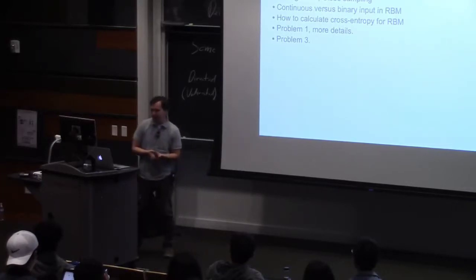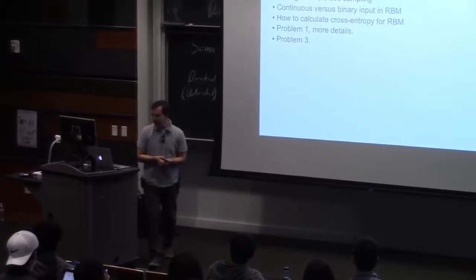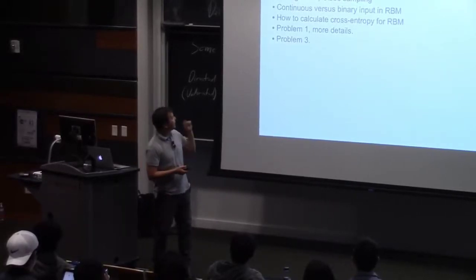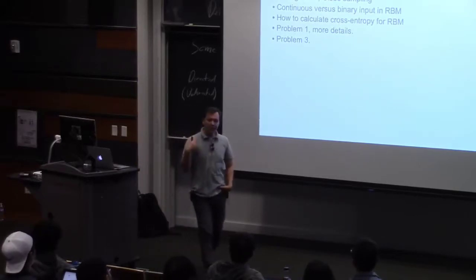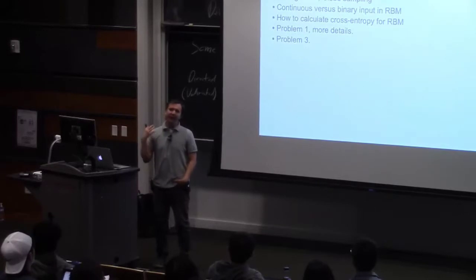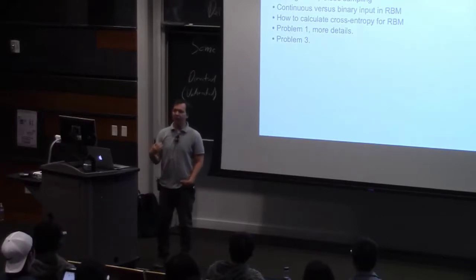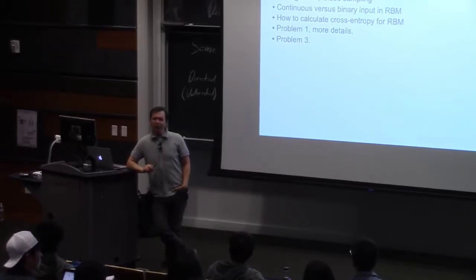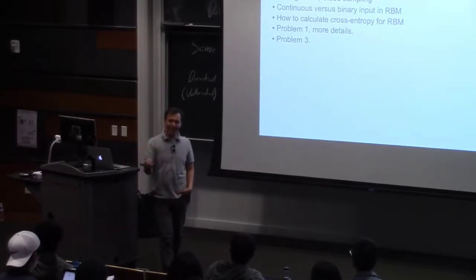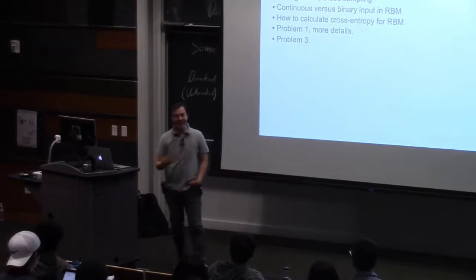Very quickly, continuous versus binary inputs in RBMs and how to calculate cross entropy. There've been a few questions on how do I calculate reconstruction cross entropy. The thing about RBMs is that we can't really compute the probability of X because we don't know what the partition function is, right? It's very hard for us to compute the partition function. So instead, as a proxy, people tend to use a reconstruction loss, which is not the right metric, as I mentioned, because the model can reconstruct A's and B's and B's and A's, and the reconstruction metric would be terrible. But the model is actually modeling the distribution of the data correctly.